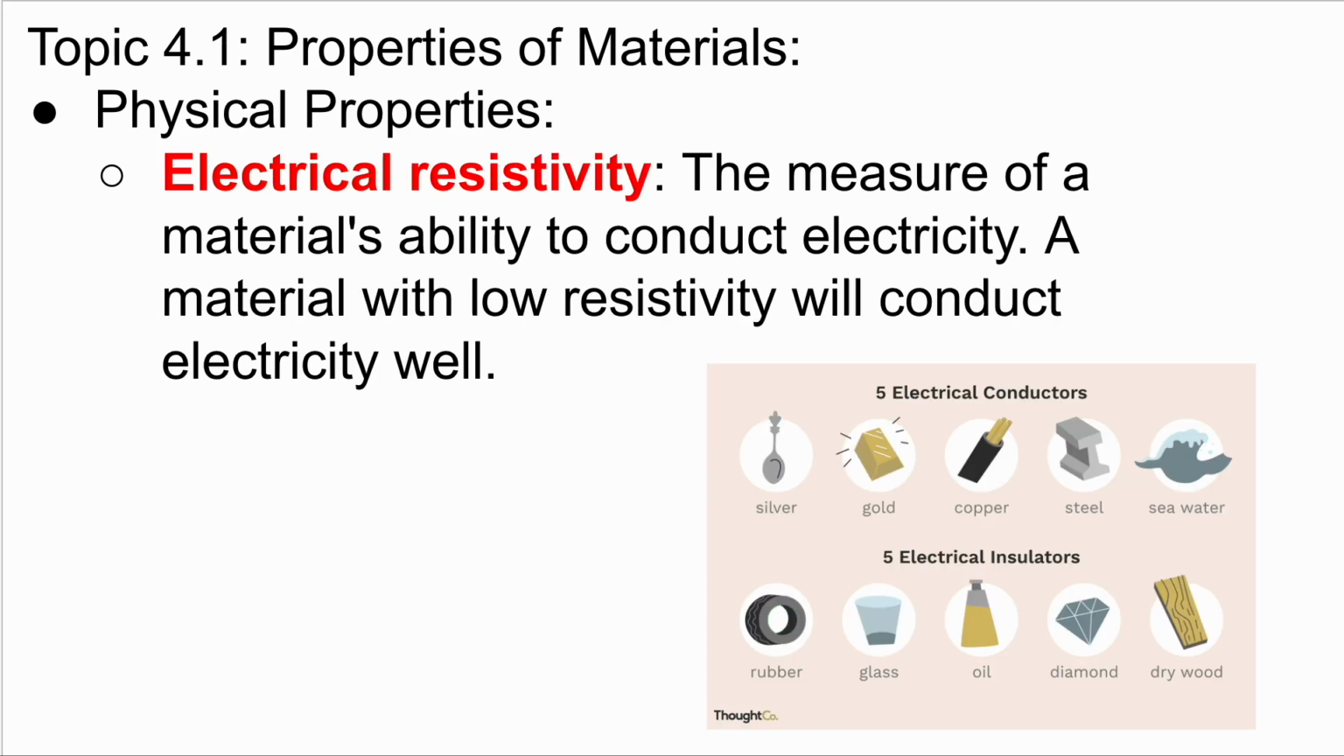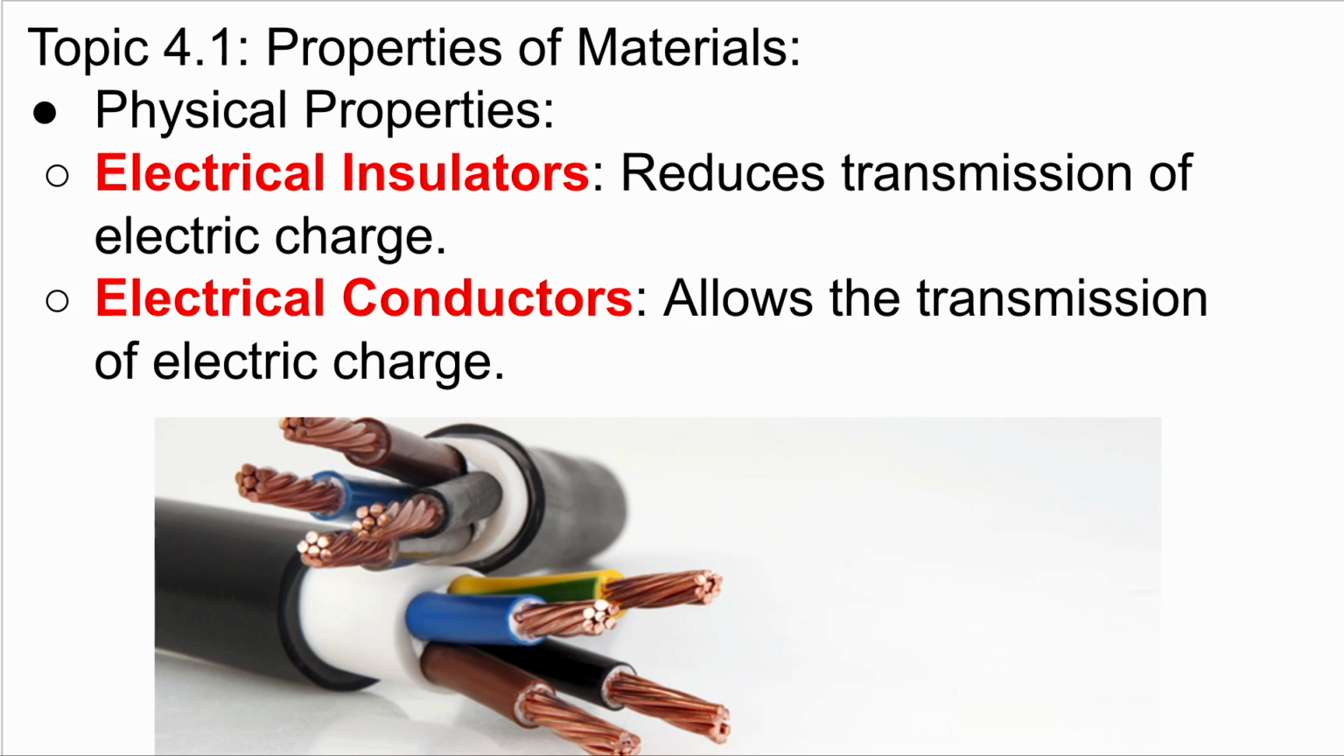Another physical property is electrical resistivity, the measure of a material's ability to conduct electricity. A material with low resistivity will conduct electricity well, and of course, one that has a high resistivity is not going to conduct things well. So we group those into conductors and insulators, and we'll talk about those in a second. Electrical insulators reduce the transmission of an electrical charge, and electrical conductors allow the transmission of an electrical charge.